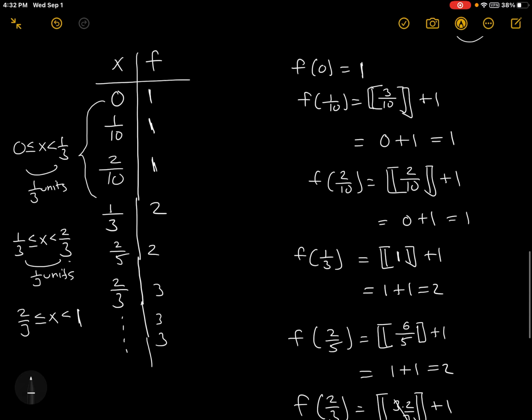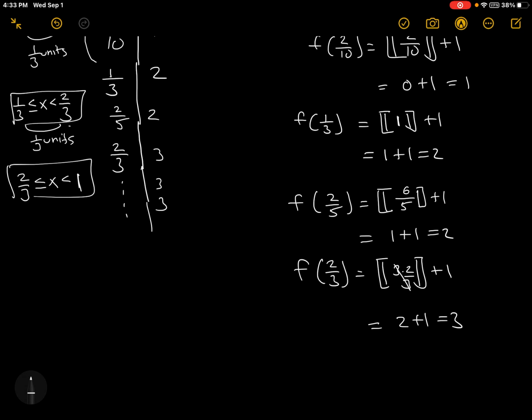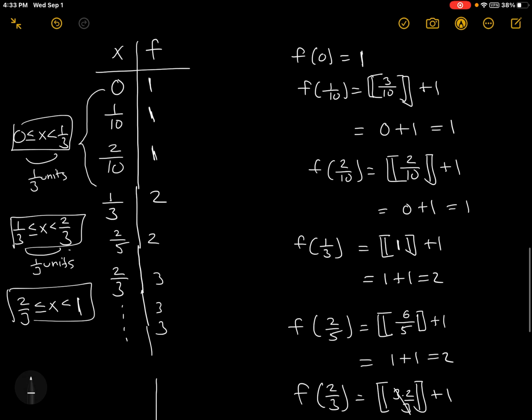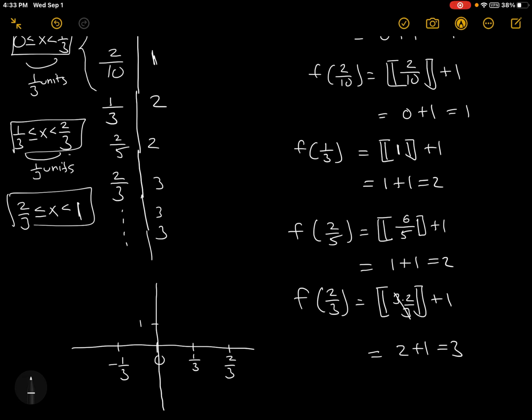Okay, so once you see the pattern, let's graph this. It's going to look something like this. So I'm going to have 0. I'm going to have 1/3. I'm going to have 2/3. I have -1/3, right? So what did we say over here? So 0 to 1/3, it's just going to be 1. So from 0 to 1/3, it's going to be 1. Remember, closed on the left, open on the right. And then from 1/3 to 2/3, it's going to be at 2.